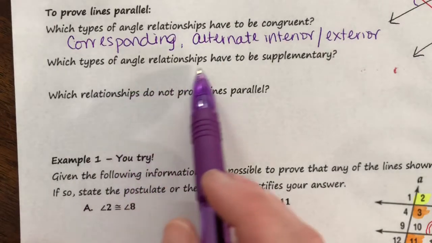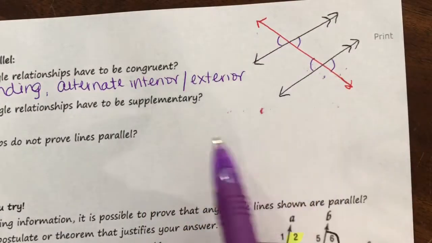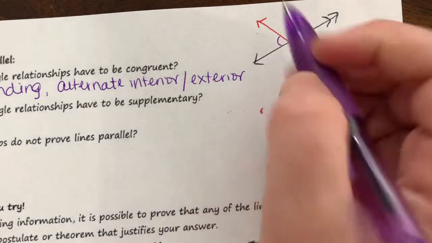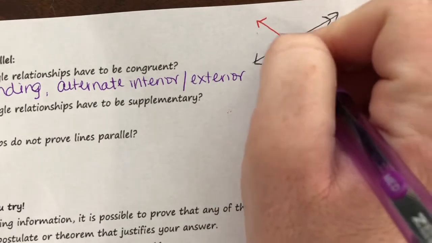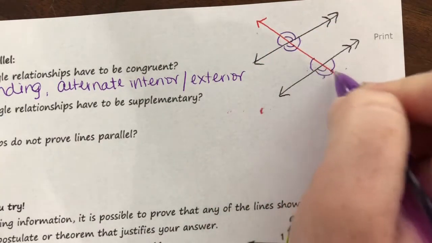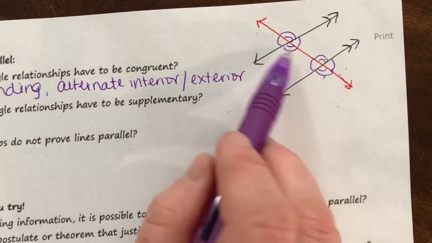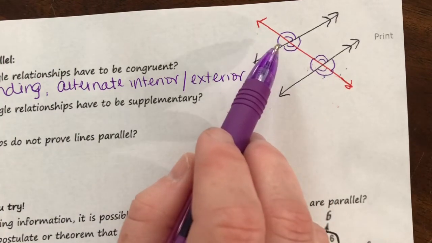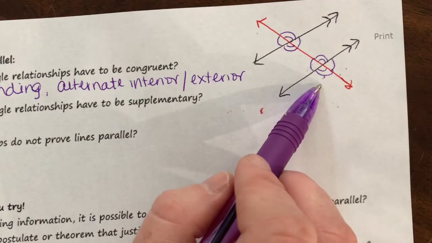Which types of angle relationships have to be supplementary? Well, the same side stuff, right? Same side interior. This angle, these two, right? These and these. Same side interior angles have to be supplementary. And same side exterior angles have to be supplementary.